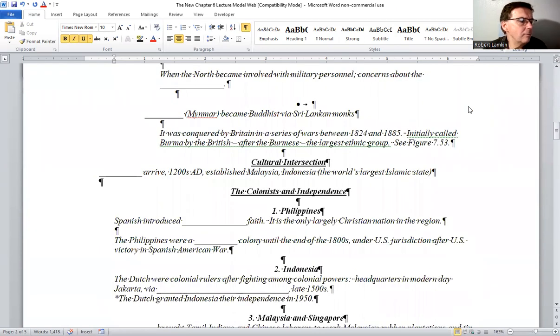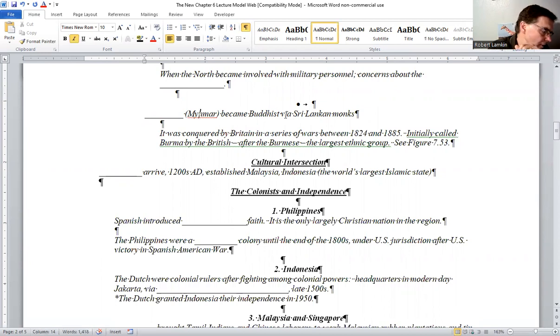Myanmar becomes a Buddhist state via Sri Lankan monks. Let me get my spelling in there. I always forget that A. There we go. That becomes Buddhist via Sri Lankan monks. And it was conquered by the British in a series of wars. Okay, I guess we touched on that a little bit earlier.